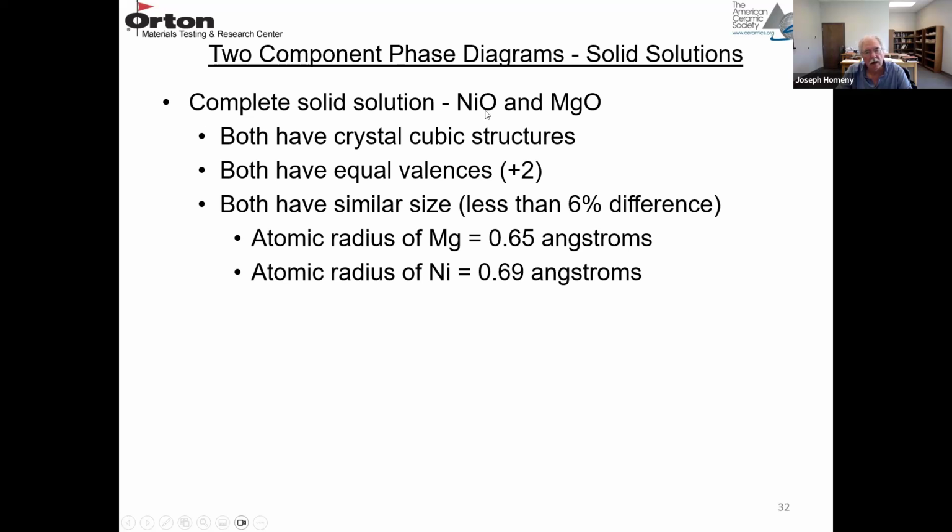Nickel oxide and magnesium oxide form a complete solid solution. Both have the cubic crystal structure. Both have valences of +2, so Ni is +2 and Mg is +2. And both have similar sizes. There's less than a 6% difference in the size of Ni and Mg. The atomic radius of Mg is 0.65 angstroms, and the atomic radius of nickel is 0.69 angstroms. So they're almost the same size, same charge, same crystal structure, so they form a complete solid solution.